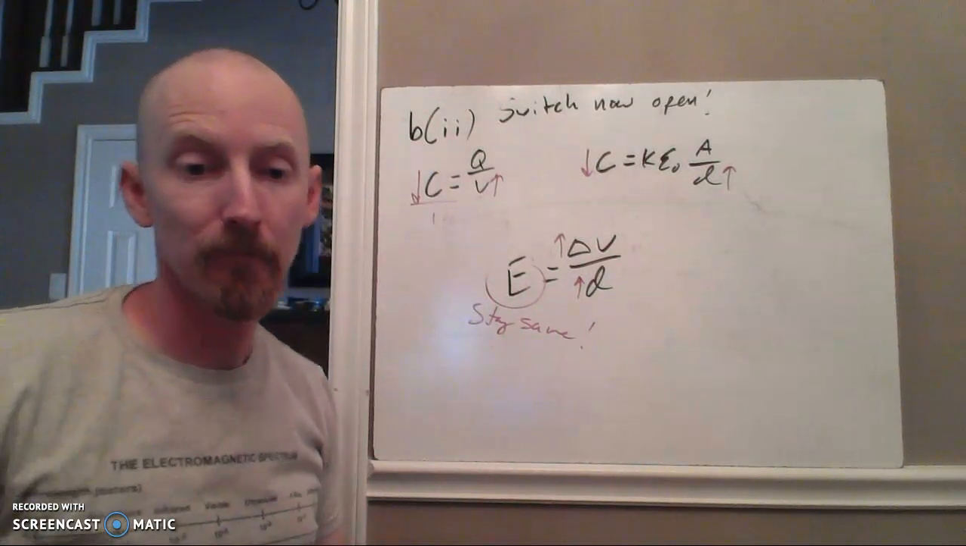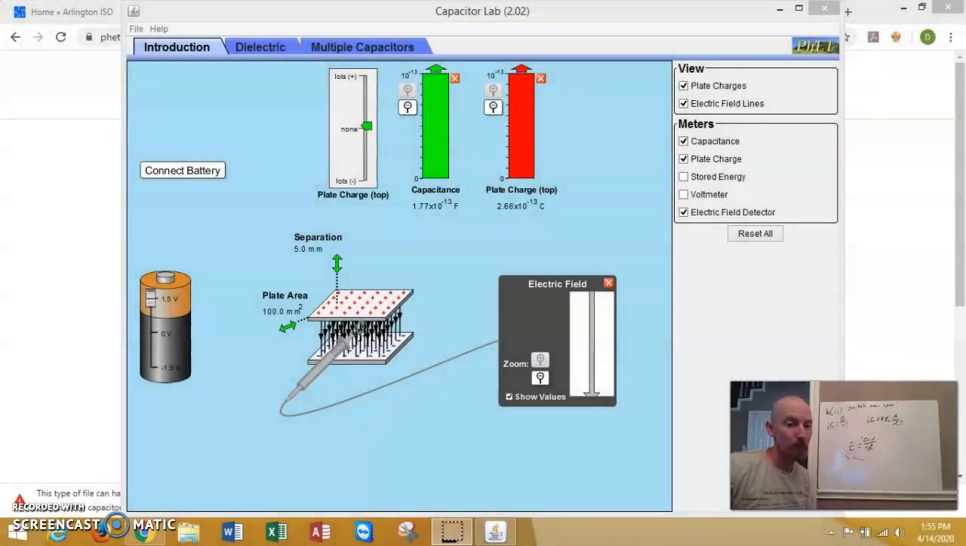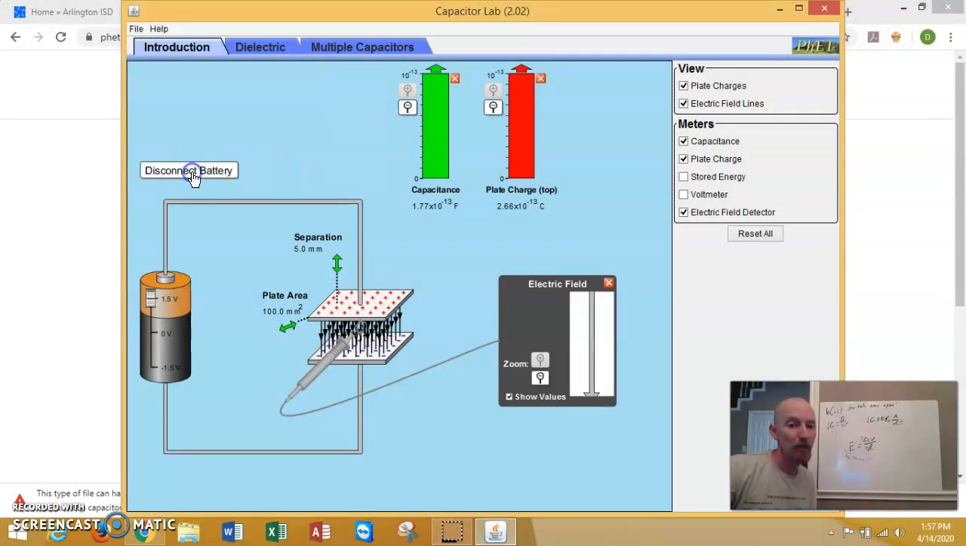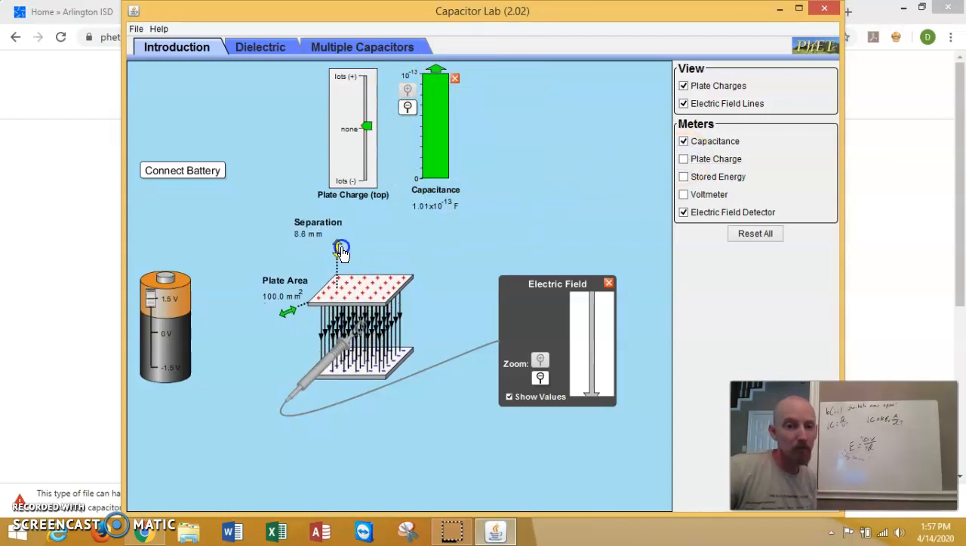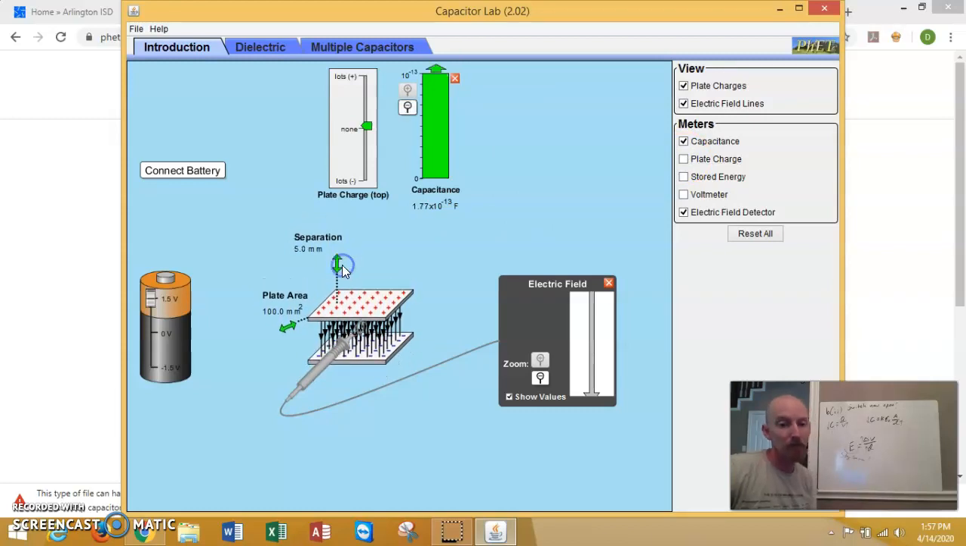All right. And I can show this. So here it is. The battery is connected. The plates are charged. I disconnect. Now, if I increase this, we'll see what happens. First of all, we said that capacitance would go down. So watch this green one here. Capacitance gets smaller. See it? Okay. So capacitance goes down.